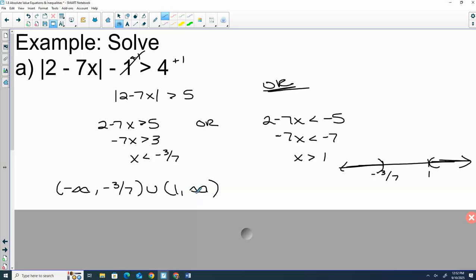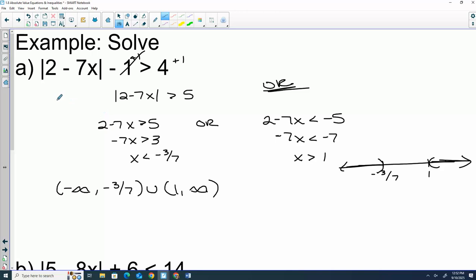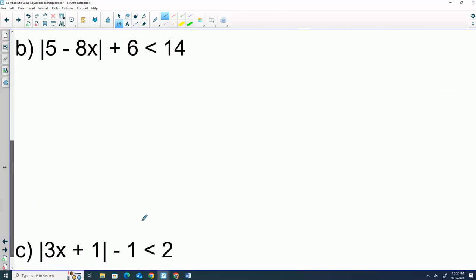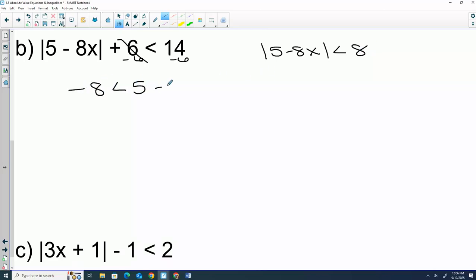You think you can try a couple? Alright, do those 2 problems so I can make sure we're okay. So first one, everyone remembered you have to subtract your 6 before you make your 2 separate ones. So the absolute value of 5 minus 8x is less than 8. Less than is and, so we put it in between -8 and +8.